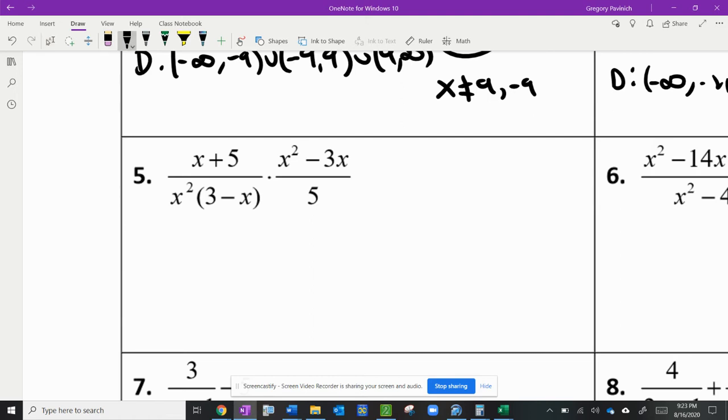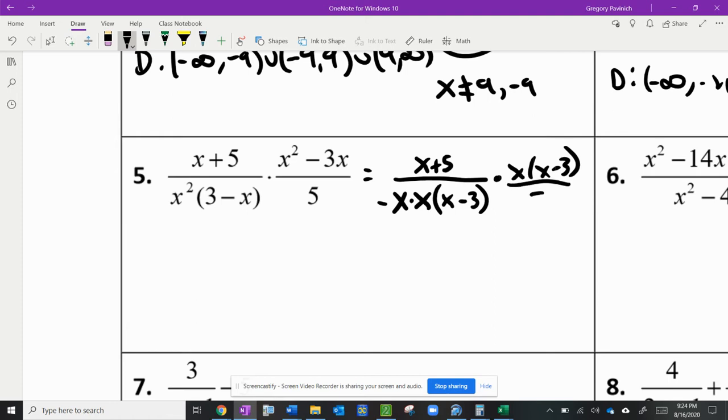So I'm going to factor everything. Common factor. Might even want to write that x squared as x times x. Notice how this one's written backwards. It's 3 minus x. So I'm going to pull out a negative because I know that's what's going to happen. My 3 negative and my x positive. And then my 5 on the denominator.